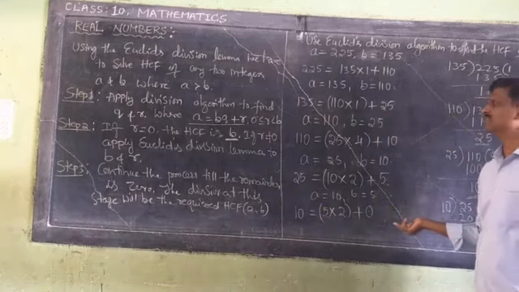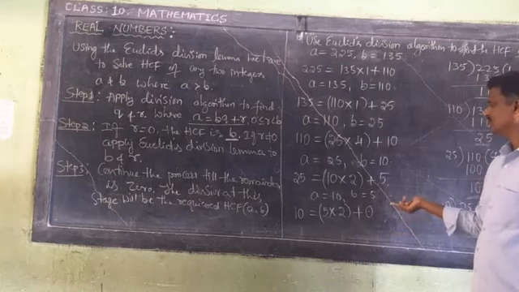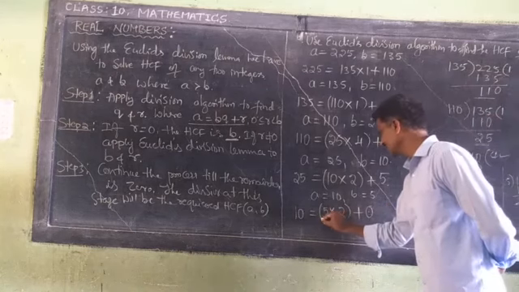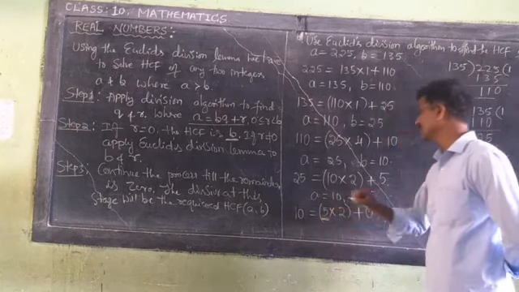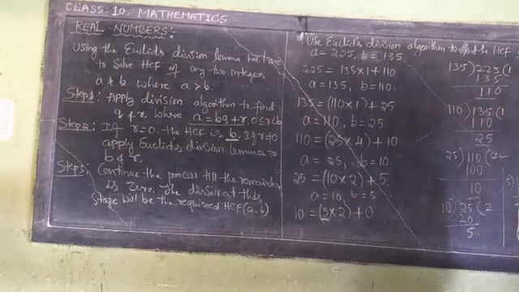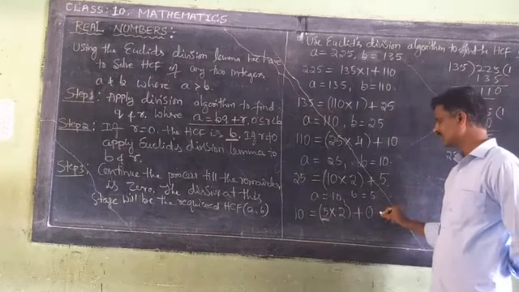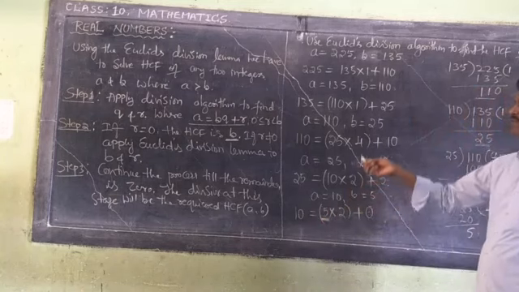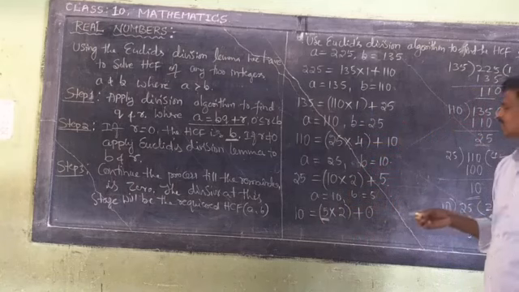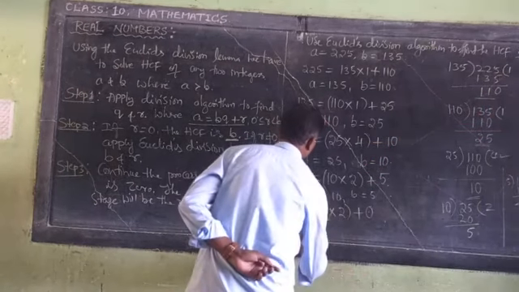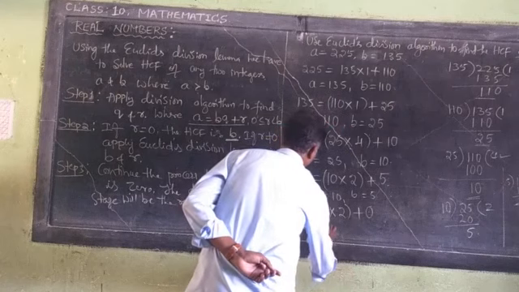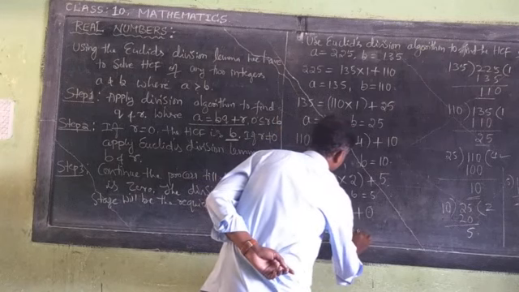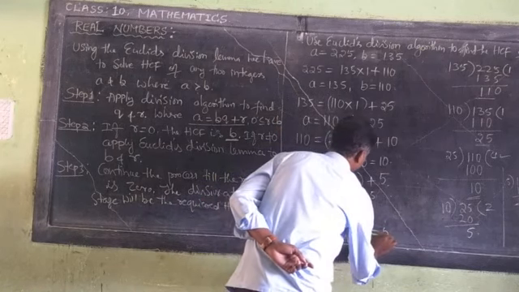When the remainder becomes 0, the divisor will be the HCF. That means 5 is the HCF. When the remainder becomes 0, the divisor will be the HCF. That means 5 will be the HCF of 225 and 135. Therefore, the HCF of 225 and 135 is equal to 5.